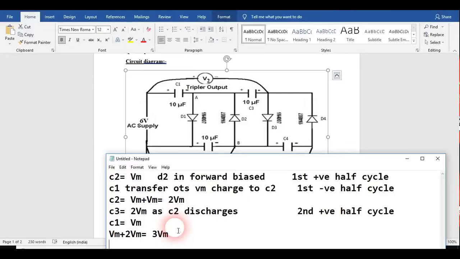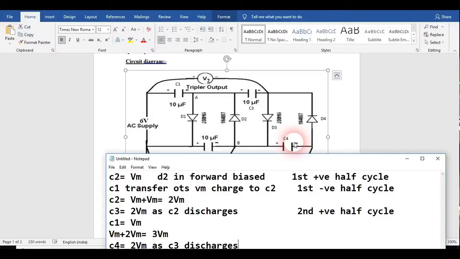When the second negative half cycle comes here, this D2 and this D4 both come in forward bias condition, but this D1 and D3 are in reverse bias condition at this point of time. So what happens at this point of time? This C3 will discharge, and this charge will now appear at this C4. So we can write here that C4 has become twice of Vm, as C3 discharges. So this has happened in the second negative half cycle. We have seen that this point is getting twice of Vm charge.